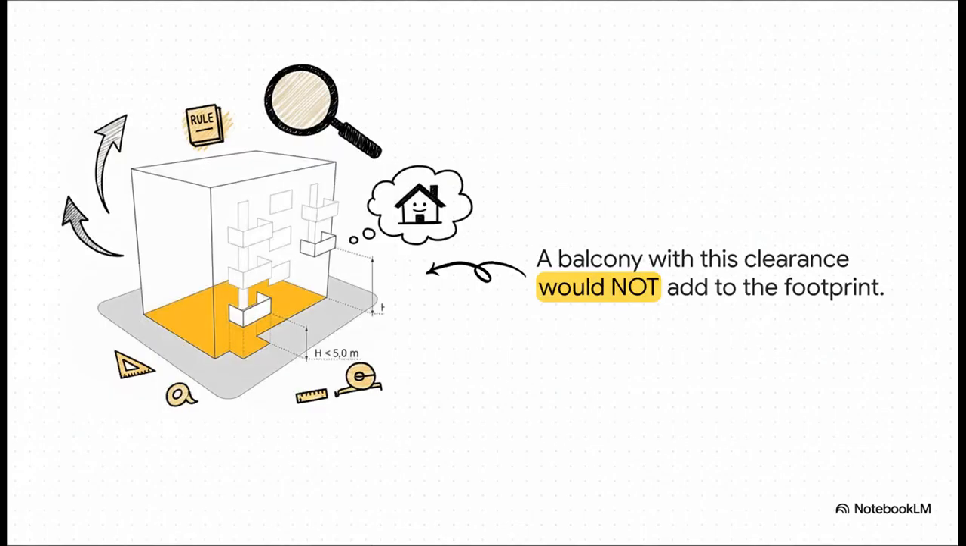Now, let's go back to that balcony. This is where you can be really smart. If we design it so that the clearance is, let's say, 4.9 meters, it doesn't count against our limit at all. This is how knowing the rules gives you so much more freedom. You can give your client that outdoor space they want without eating into your buildable area.